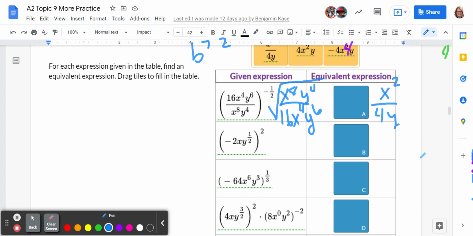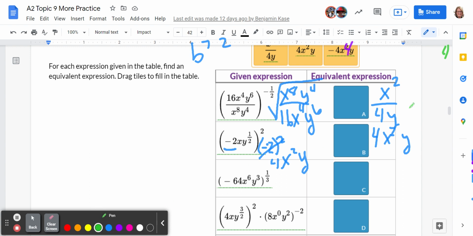On the bottom here, this next one, as a reminder, because this is in parentheses, that's like saying -2 squared, which does equal 4. So I have 4 x squared, and then when I distribute that 2 to that y value, I get a y to the 1st. So my final answer there is going to be 4x squared y.